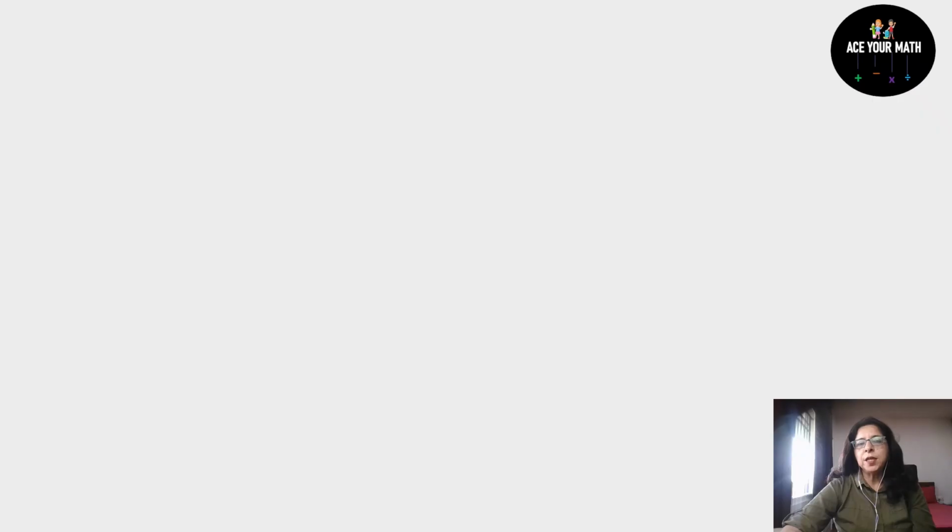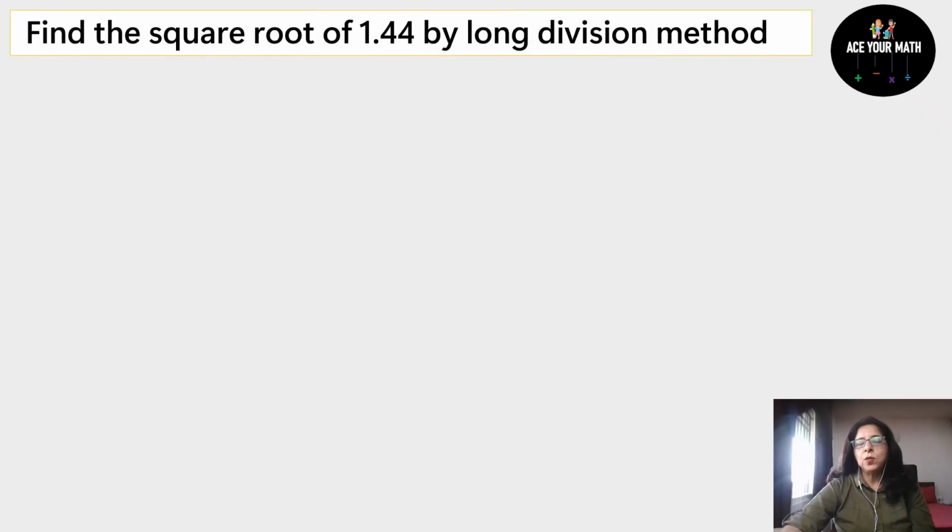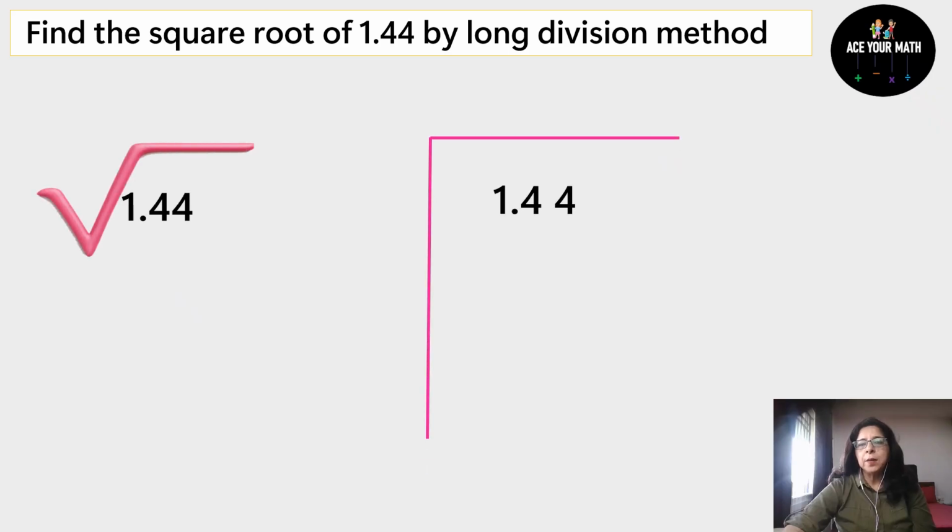Now let's look at the next question. See, find the square root of 1.44 by long division method. So in the long division method, first of all, write down the number and put lines like this. See, the next step is grouping. So how many groups or pairs are we going to form? Grouping and pairing is one and the same thing. So 1 forms one group and 44 forms another group.